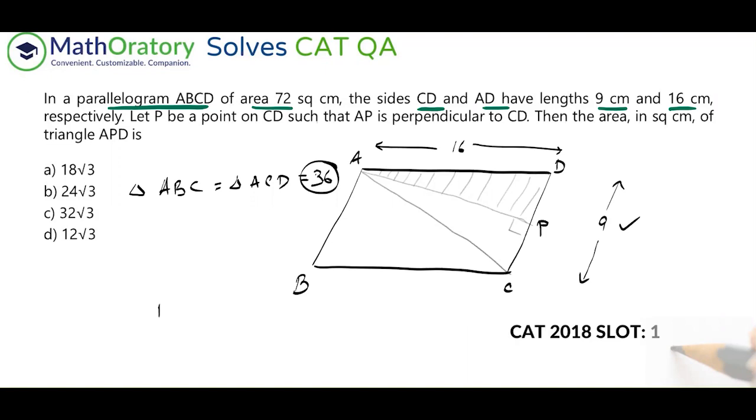So I know that half into AP into 9 is equal to this 36, right? The area of this ACD triangle. So essentially we get the value of AP. If you just solve this out, you get the value of AP as 8. Now you can apply Pythagoras or just observe one thing here. So this length AP is 8. Now in this triangle APD, the area that we require, this 8 is actually half of 16.